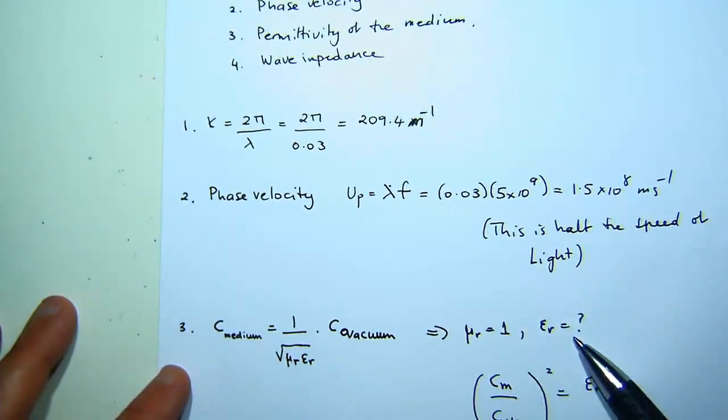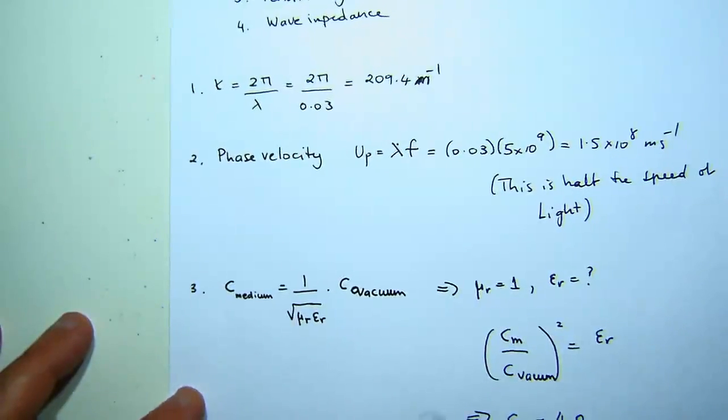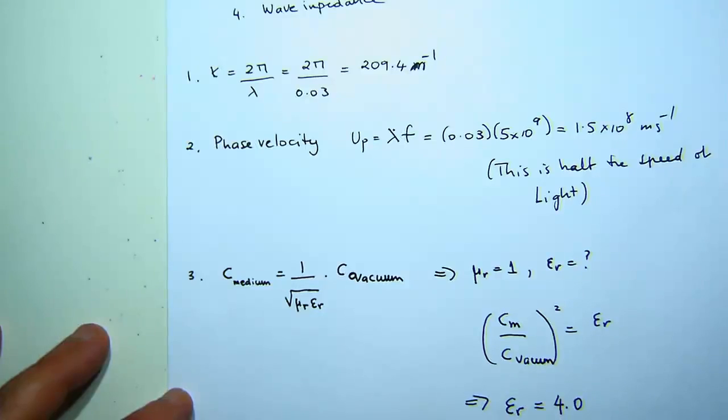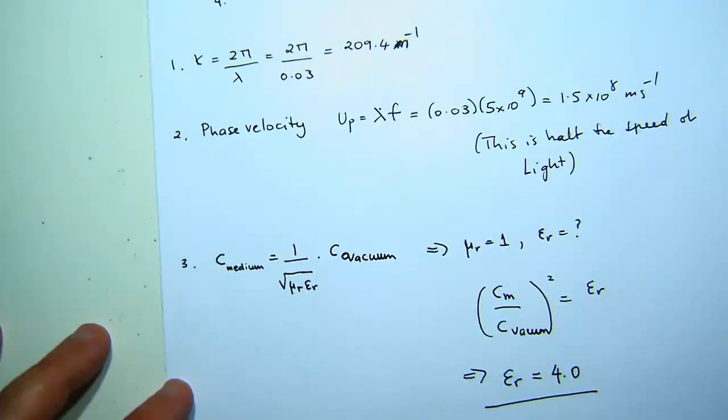So we want to work out epsilon r, the relative permittivity. And once we go through this, you can actually work out the relative permittivity. And the relative permittivity is 4, right? So it's very likely the material I'm talking about is silicon dioxide.